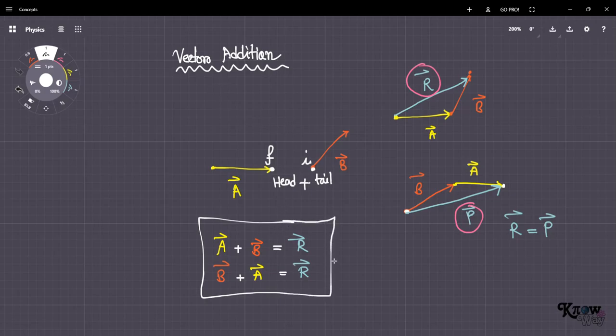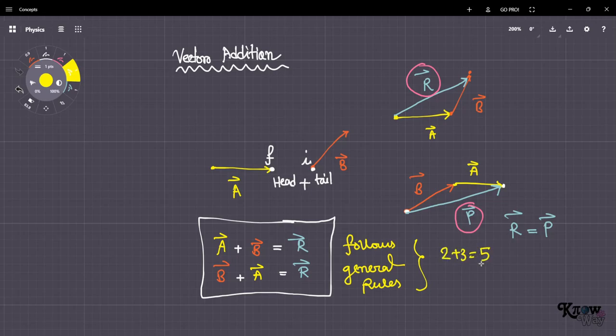That is what I'm trying to say: vector addition follows general rules. General rules means the rules that are applicable for everything. Let's say 2 plus 3 gets us 5, and 3 plus 2 also gets us 5. So the addition of vectors follows the general rule.